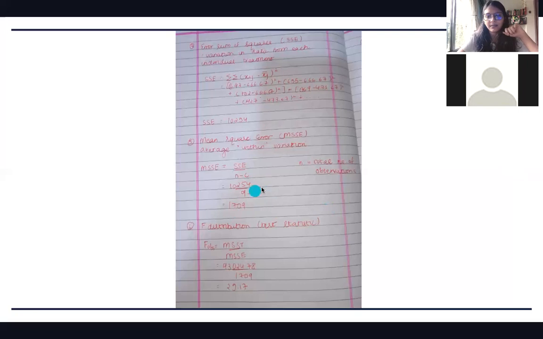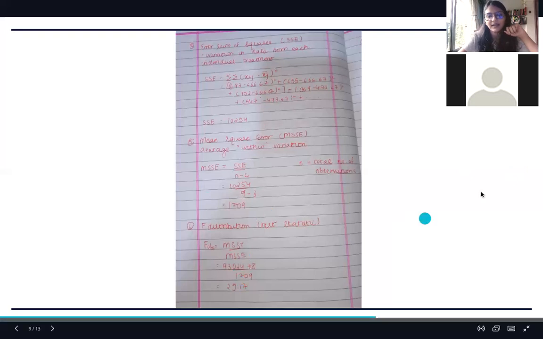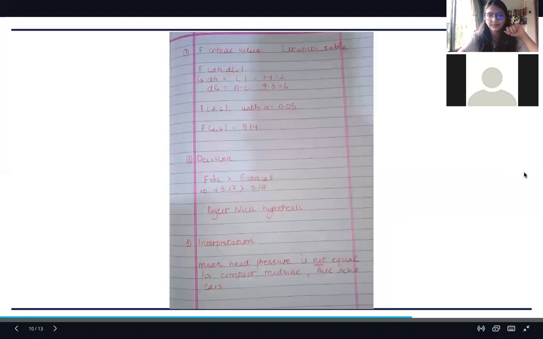Now, coming to the main part, you have to find your F statistic, F distribution or test statistic, whatever you want to call it. Basically your F calculated, right? So that is your MSST upon MSSE. That is basically you're dividing your between variation by your within variation. So it is this value divided by this value, and you get it as 25.17.